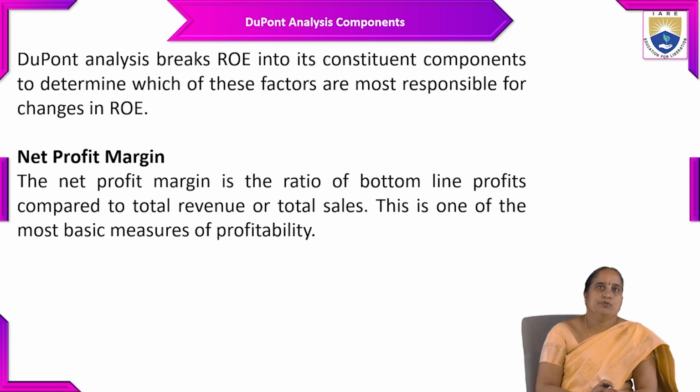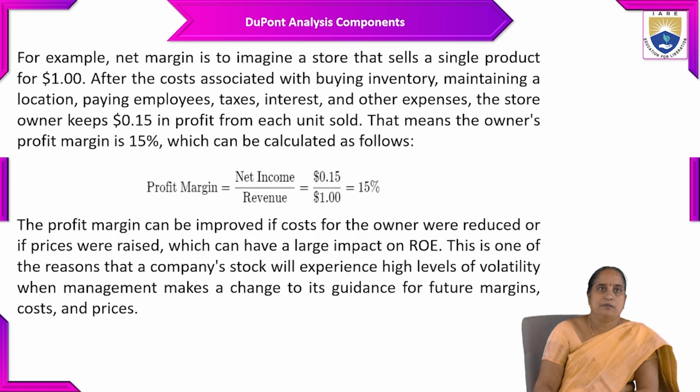Coming to the components of DuPont analysis, DuPont analysis breaks ROE into its constituent components to determine which of these factors are most responsible for changes in ROE. The first one is net profit margin. The net profit margin is the ratio of bottom line profits compared to total revenue or total sales. This is one of the most basic measures of profitability. So, with the help of net profit margin, we can assess the profitability position of the company.